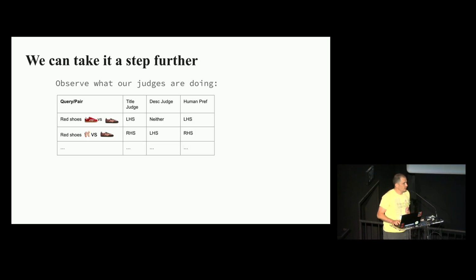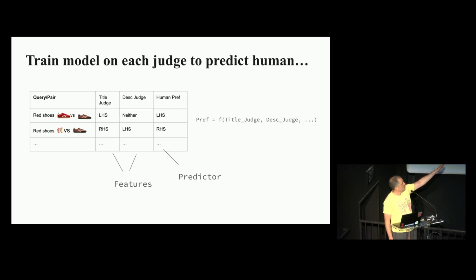We can take this a step further. And this is really where the aha moment came up for me, which is we have a title judge, a description judge, and this thing that we're trying to predict, which is a human preference. And if you've ever done normal, boring machine learning, this starts to look familiar, because the title judge and the description judge start to look like features, and the human preference is a predictor. And, you know, you can imagine numerically we slot out left-hand side for -1, right-hand side for 1, and neither for 0. And all we're doing is literally predicting the human preference given really stupid judges. So we have a judge that's focused on title, a judge that's focused on description, and so on.